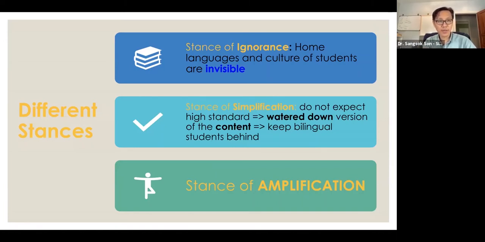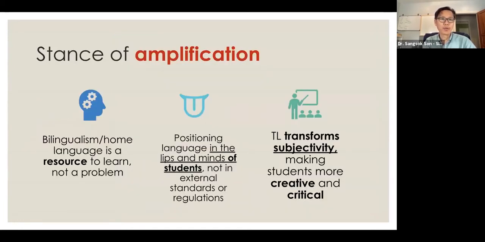The stance of amplification that we want to promote is looking at bilingualism and home language as a resource rather than a problem. When they mix two languages, people may see it as a mistake, an error. But we don't look at this kind of conversation as an error; it is a resource to learn.